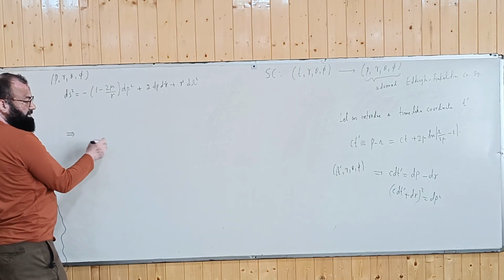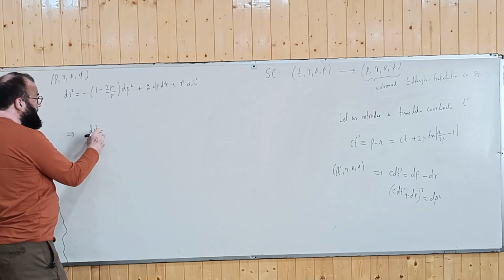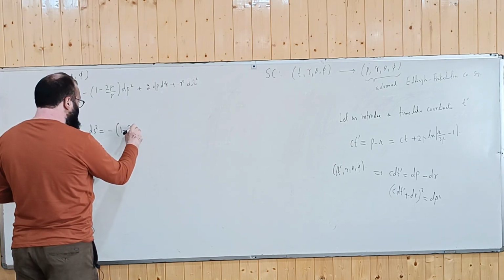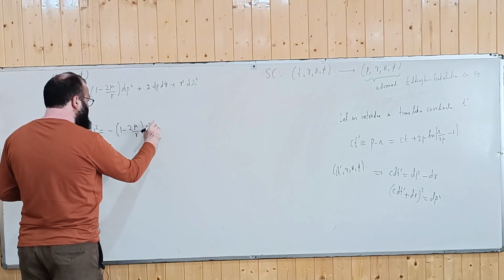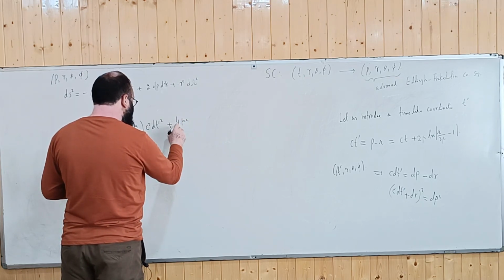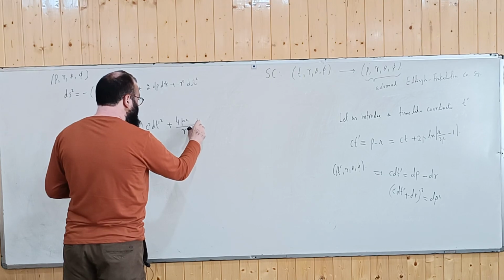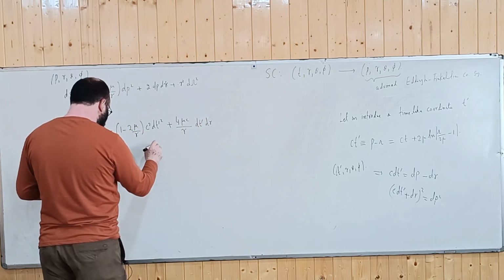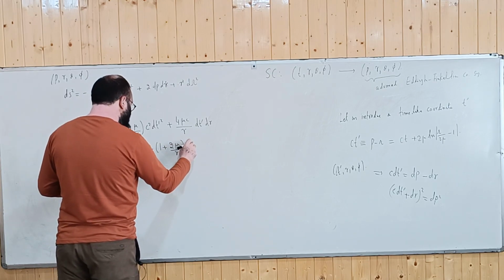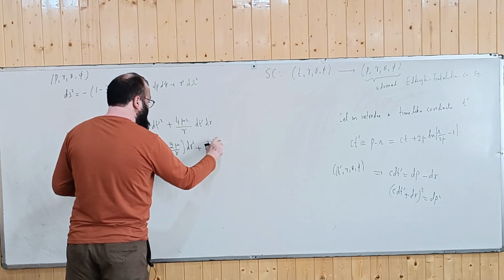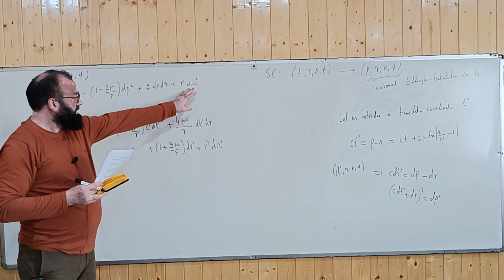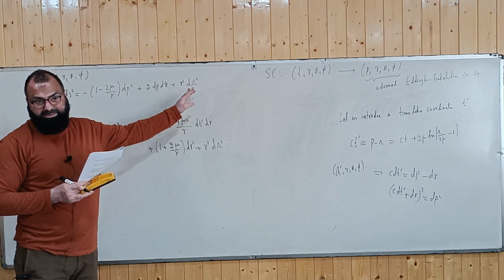So what it gives me is that my line element becomes like this: minus (1 minus twice mu by r) c square dt prime square, plus 4 mu c by r dt prime dr, minus (1 plus twice mu by r) dr square, plus r square d omega square. If you see, whatever coordinate change we have done, it does not change theta and phi. Clear? So it remains always the same.